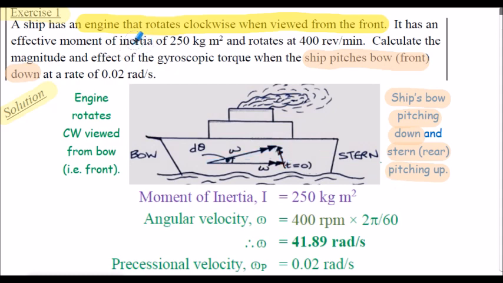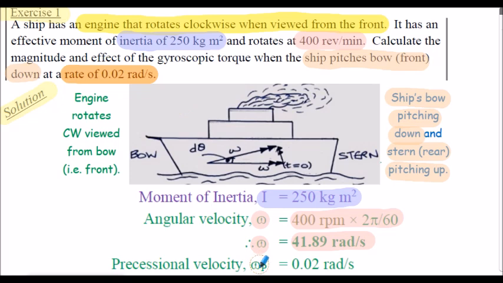We then can extract the moment of inertia directly given in the question, and the shaft's angular velocity has been converted here from RPM into radians per second. The precessional velocity omega p is explicitly given in the question. So here's the information extracted from the question for exercise 1.